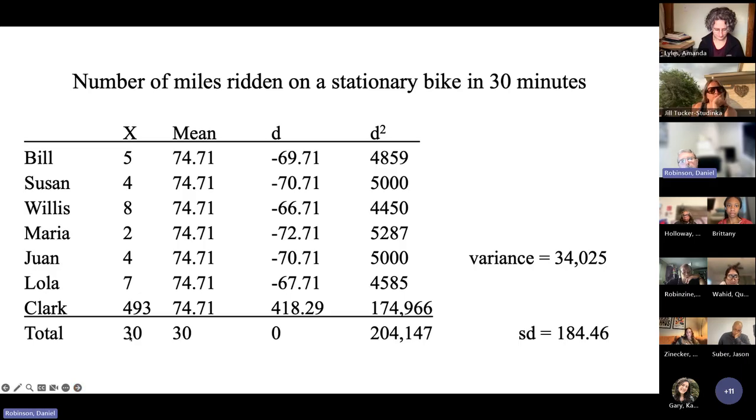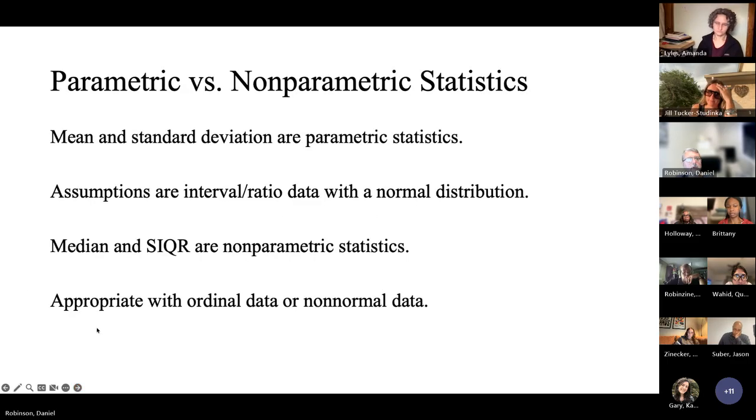And when you have an outlier in a set of scores like this, where it really throws everything off, then you don't want to use your typical, what are called parametric statistics, like mean, standard deviation, variance, sum of squares. You want to use what's called more non-parametric statistics, which is what we're going to cover next. So parametric versus non-parametric statistics.